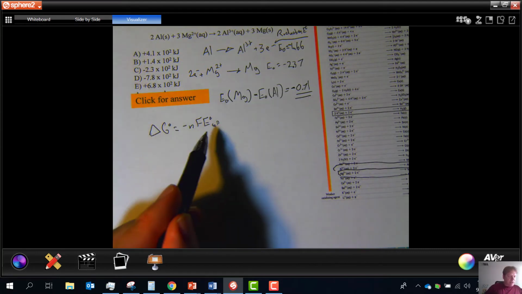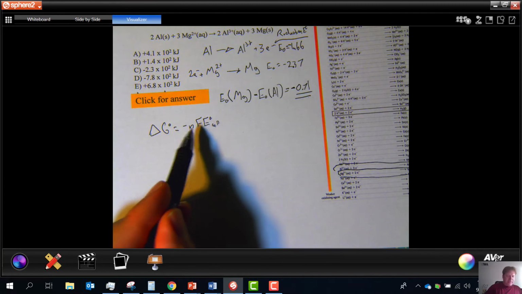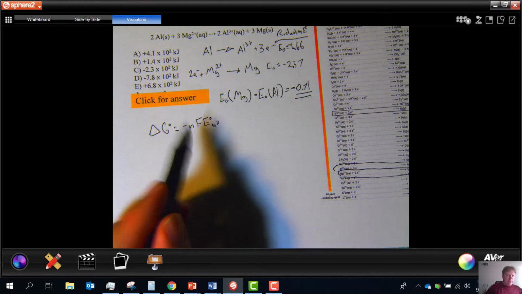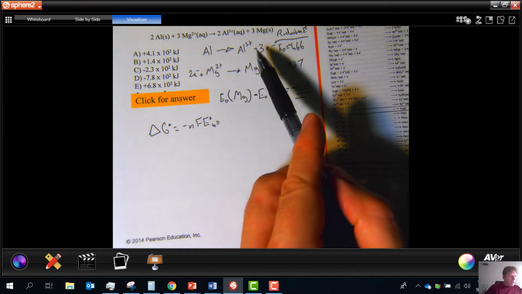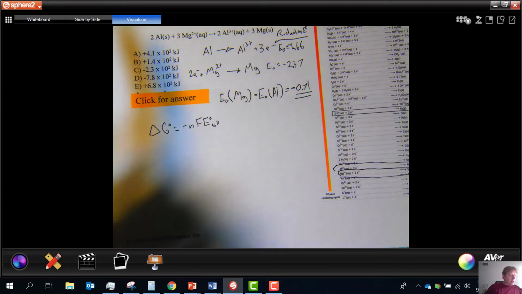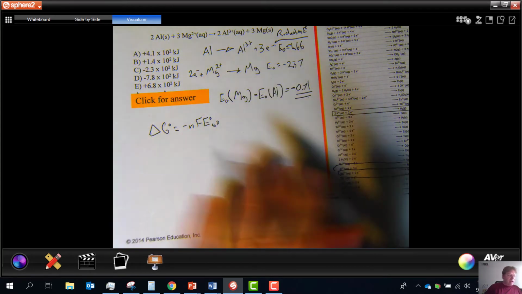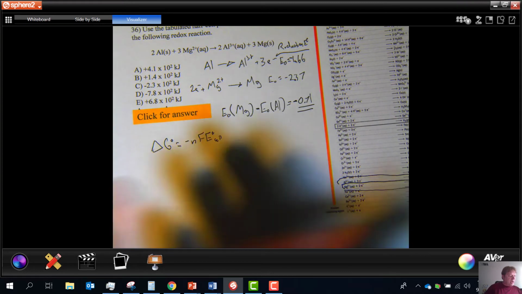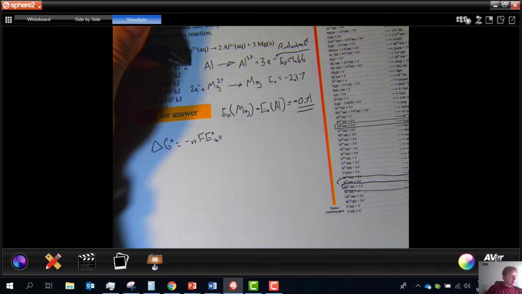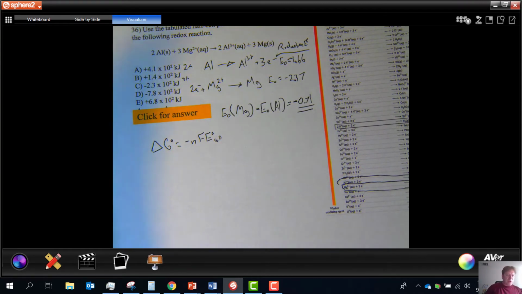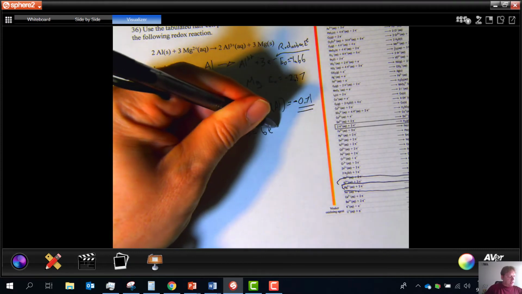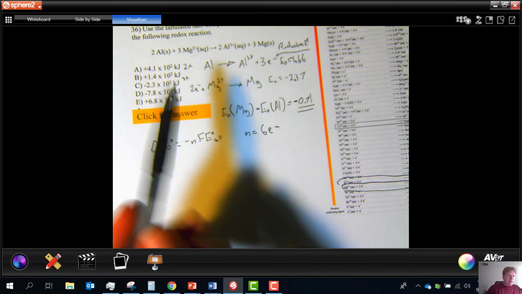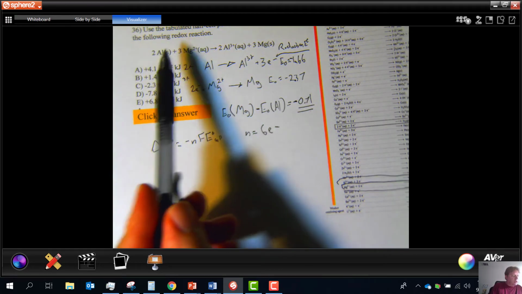Okay, so we found the cell potential. F is Faraday's constant. Now we need to know n. If we look up here, we have different values of n from one half reaction to the other. This n is for the entire reaction. So if we look at the entire reaction, we had to multiply this one by 2, this one by 3, and n is equal to 6 electrons. Hopefully you can look at this to see how that would work.